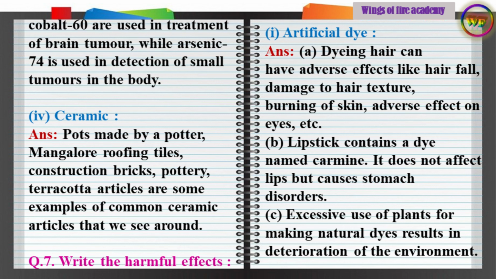1. Artificial dye. Answer. A. Dyeing hair can have adverse effects like hair fall, damage to hair texture, burning of skin, adverse effect on eyes, etc. B. Lipstick contains a dye named carmine. It does not affect lips but causes stomach disorders. C. Excessive use of plants for making natural dyes results in deterioration of the environment.